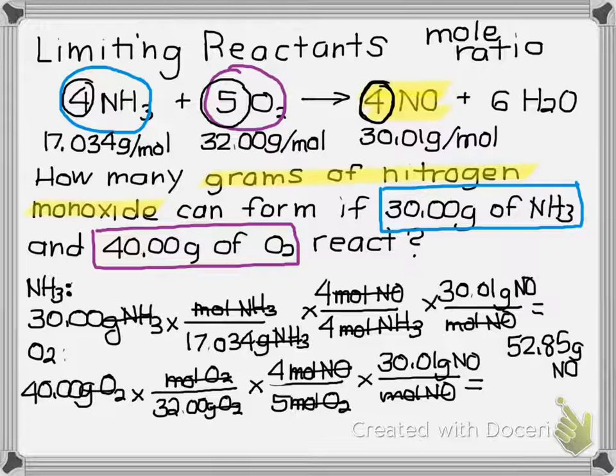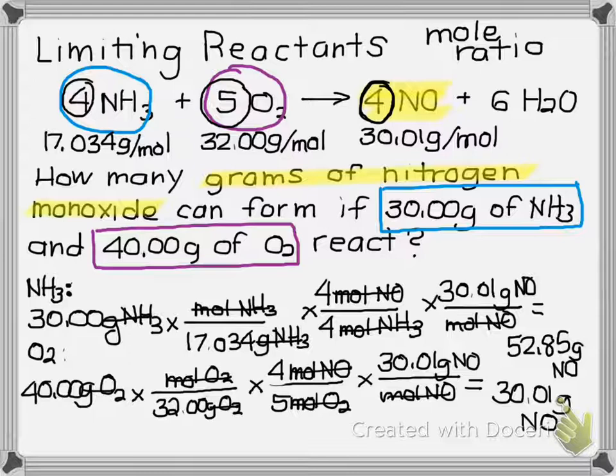times 30.01, and I get 30.01. Let me double check because that sounds funny, but I think times 30.01. Yep, this was right. So 30.01 grams of NO. Well, now I have two different answers that I solved for NO.